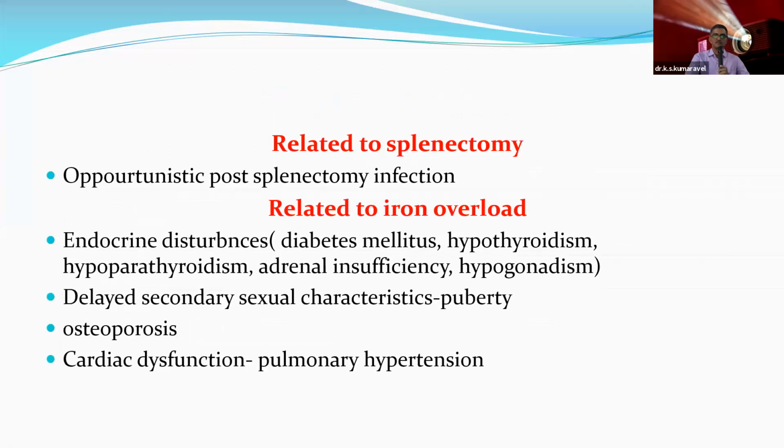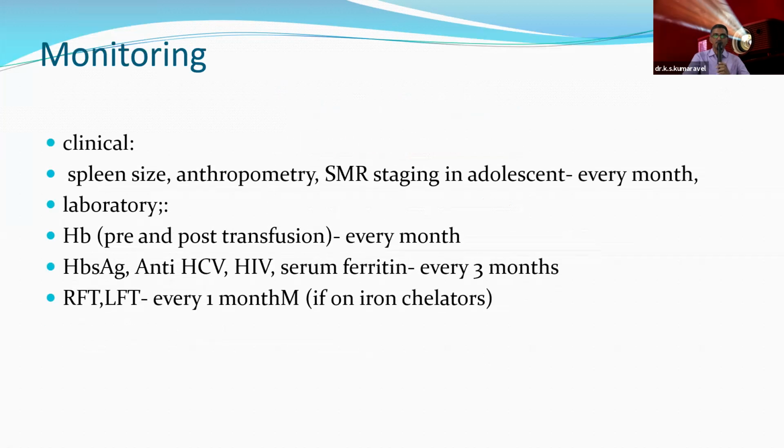Every year they should have investigations done for blood transfusion related infections, the HIV, hepatitis B, hepatitis C, all those things should be investigated once a year. These are the complications related to iron overload: endocrine disturbances, hypothyroidism, hypoparathyroidism, adrenal insufficiency, hypogonadism, delayed secondary sexual characters, osteoporosis, cardiac dysfunction.